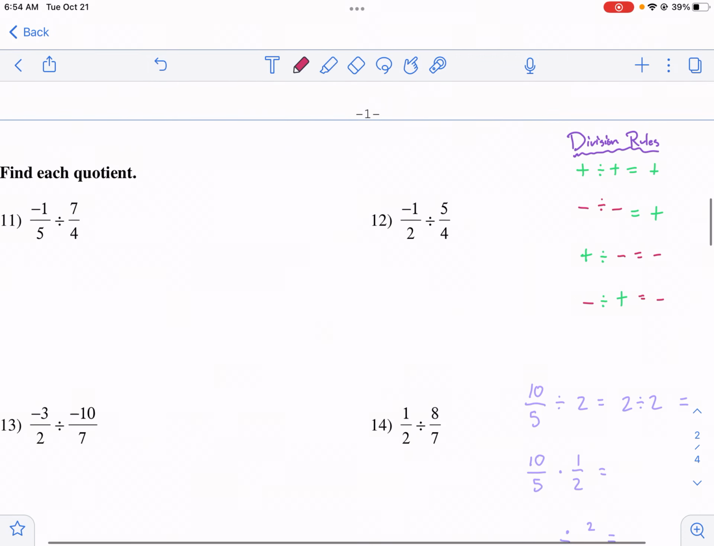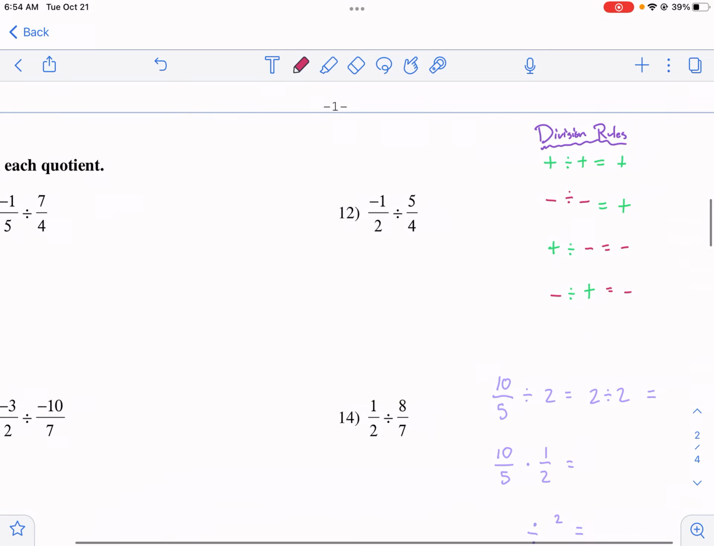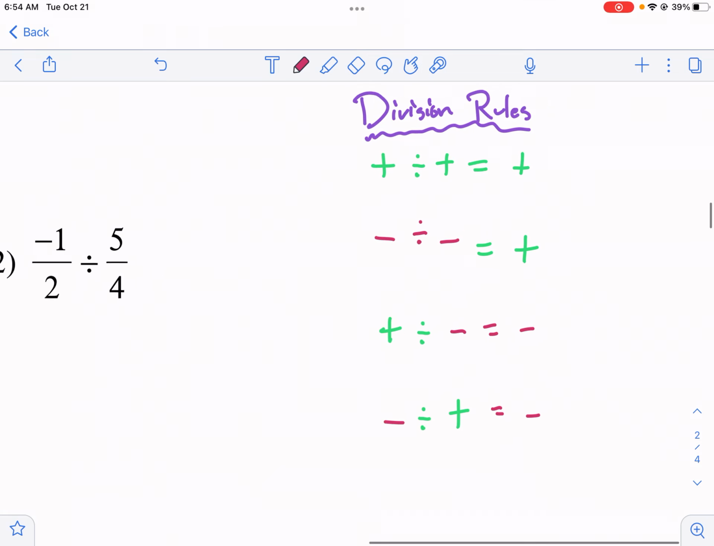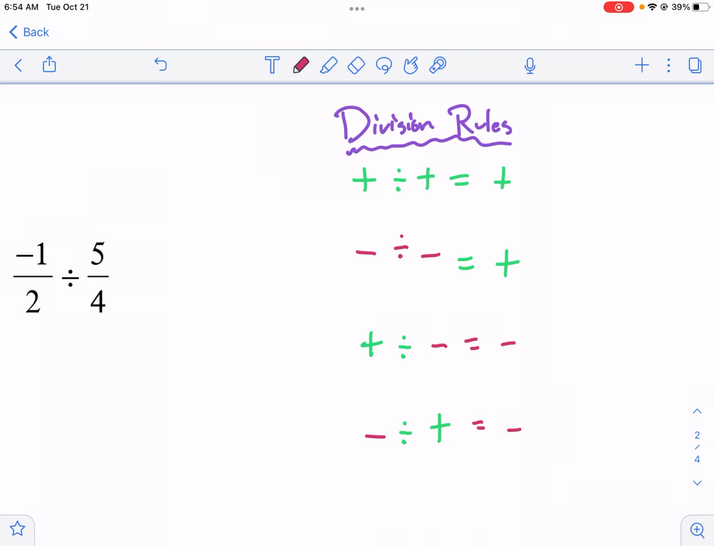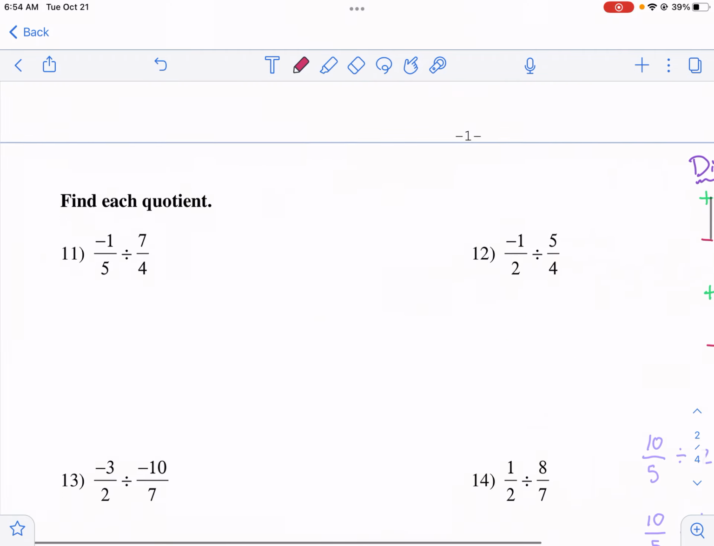Now, moving on to division. I said if you wanted to skip ahead to division, here are our division rules. So it's the same thing. If we have positive divided by positive, of course that's positive. And then positive divided by negative is negative. So these are our positive divided by negative rules. And then negative divided by negative is the same as positive divided by positive. So that ends up being positive. So very similar to multiplication.